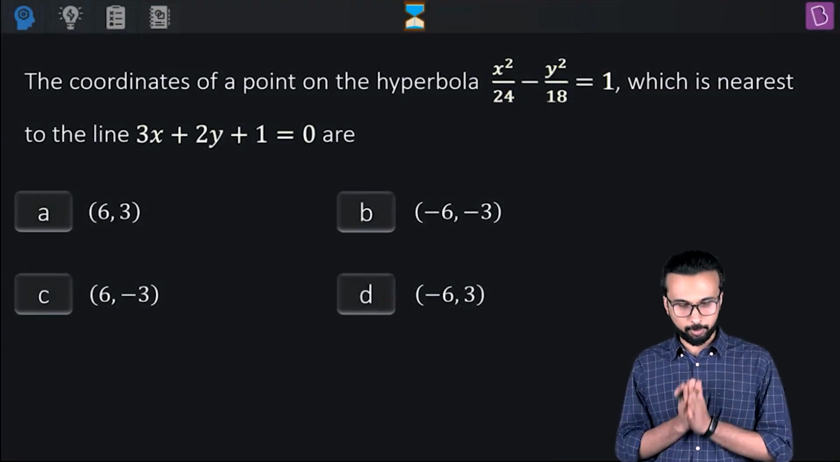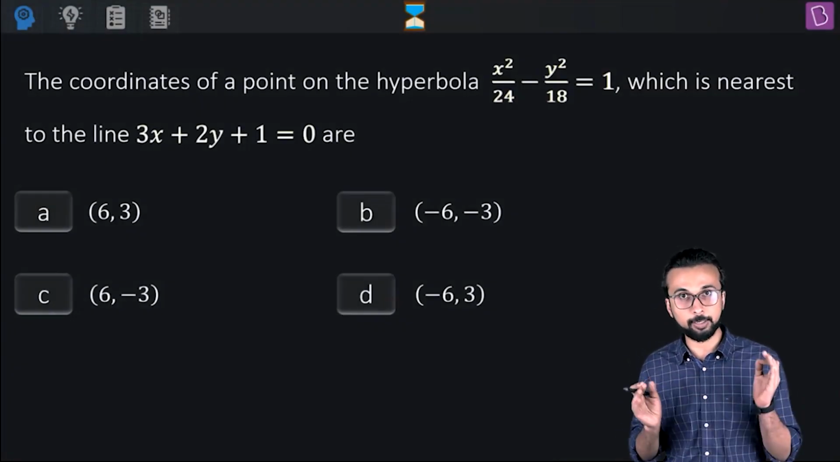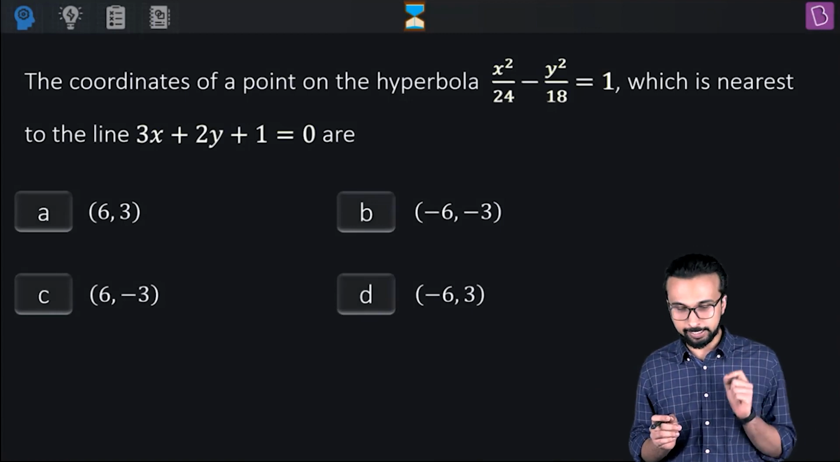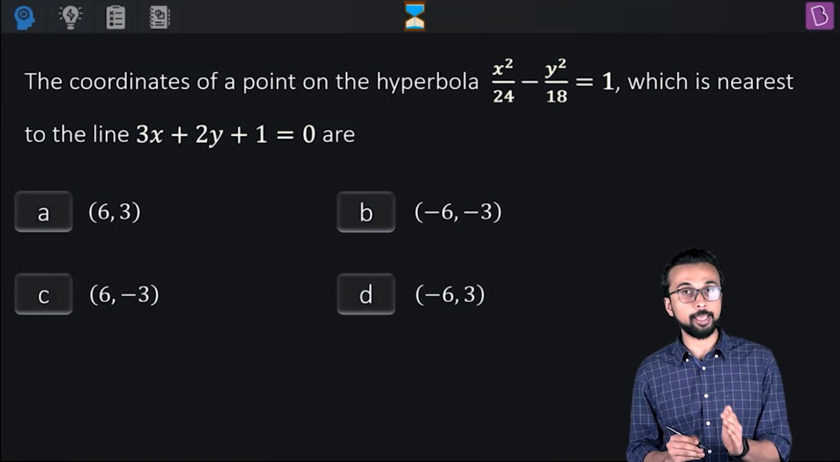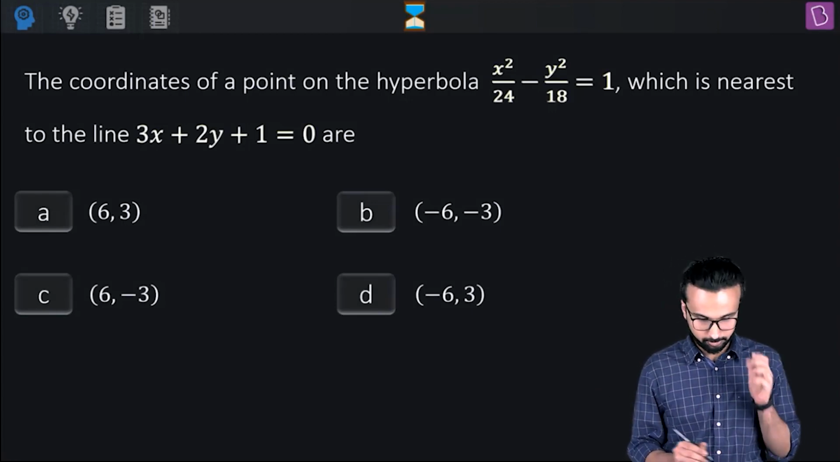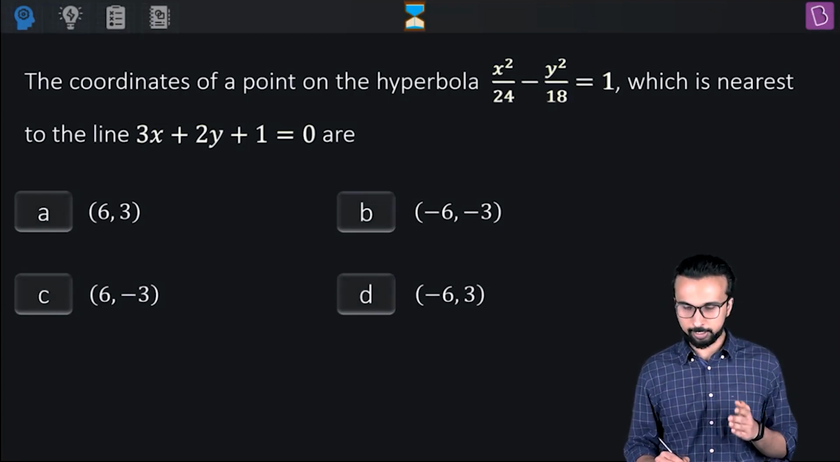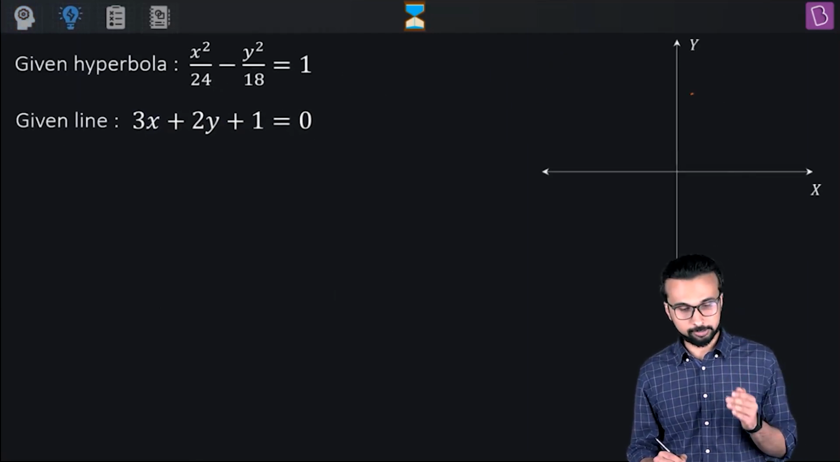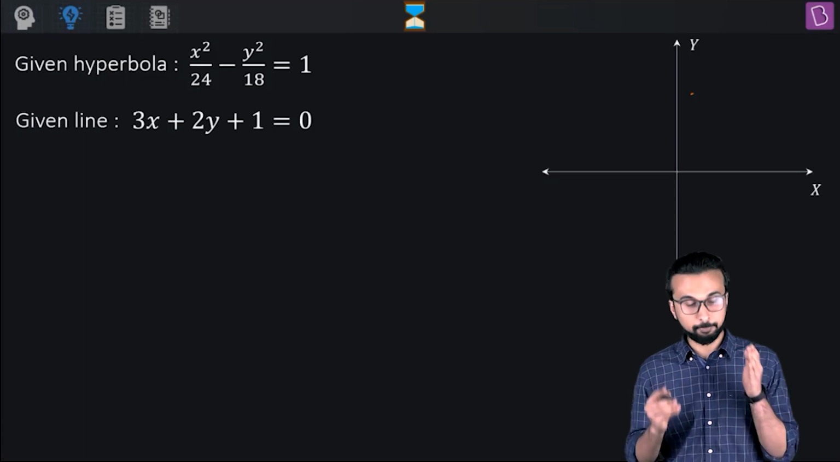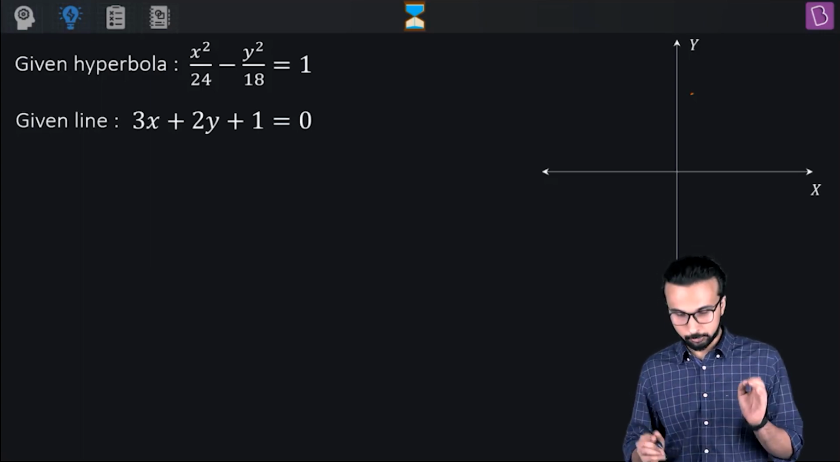The coordinates of a point on the hyperbola x square by 24 minus y square by 18 equal to 1, nearest to the line 3x plus 2y plus 1 equal to 0. So, we have our hyperbola here and a line here. We'll have to find the points on the hyperbola, the point on the hyperbola closest to this line.